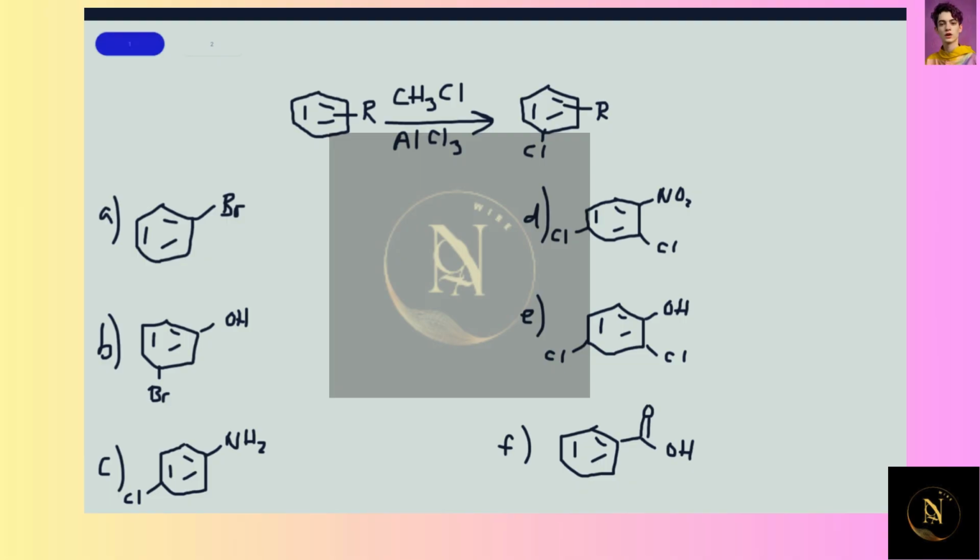So we are going to be methylating 8 species here, and they're asked to predict the major monoalkylation products you would expect to obtain from the reaction with chloromethane and aluminum chloride. So we're going to go in order here.